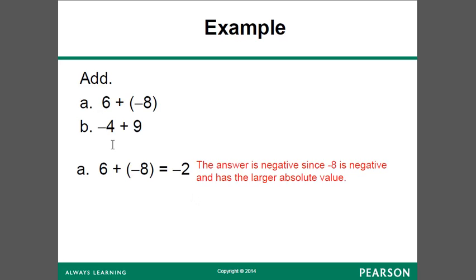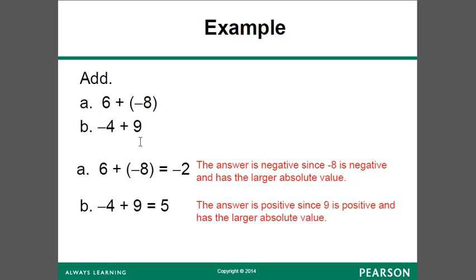In the same way, look at B. -4 plus 9. Which one has the larger absolute value, 4 or 9? Well, 9 does. Is 9 positive or negative? It's positive. So my answer is going to be positive. What's the difference between 9 and 4? They have a difference of 5. So my answer is going to be +5.